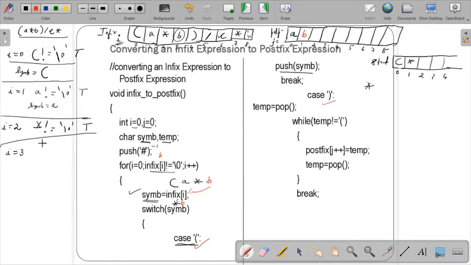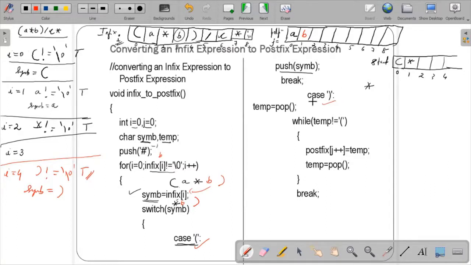So next, iteration I, the 3rd iteration is done. I will be coming back over here and it will be incremented. Now your I value is 4. You will check what is there for infix of I. Infix of 4 is nothing but the closing bracket. Whether that is equal to null character? Not equal to null character. Yes, it is true. If it is true, what will happen? Your sim will be having the closing bracket now, and in the switch, sim is the closing bracket. So obviously it will go to this particular case.